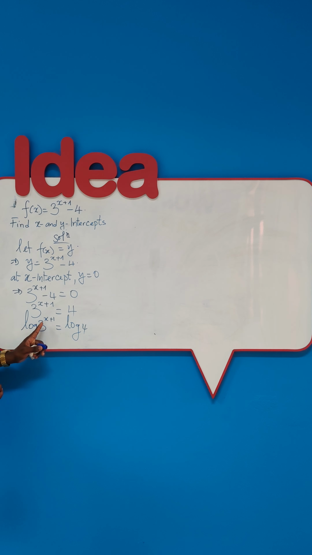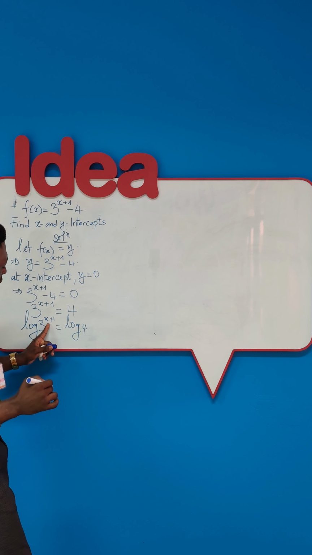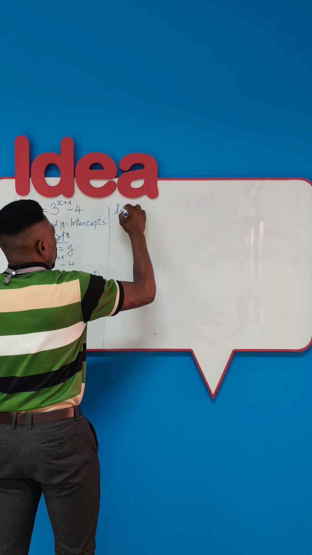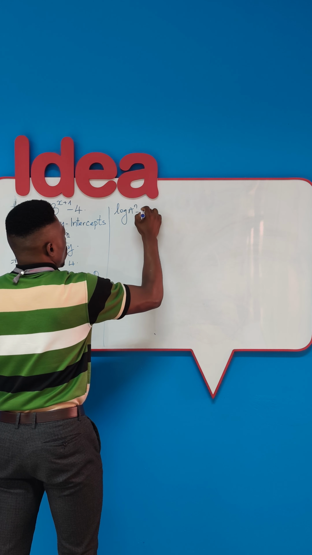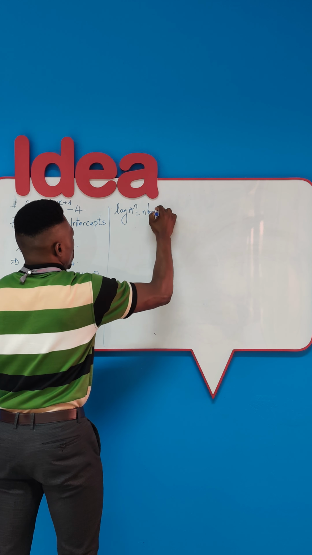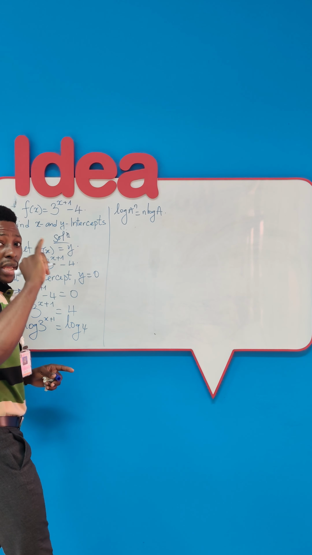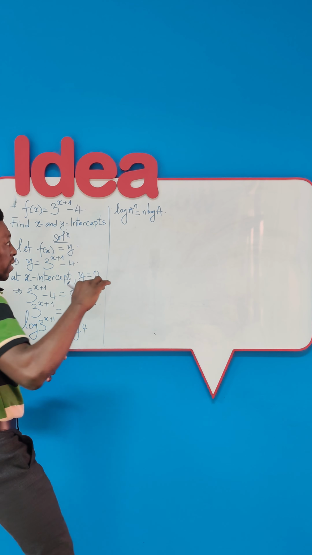So here I'm going to take the natural log of both sides. Log of 3 to the power x plus 1 is equal to log of 4. At this point, I'm going to apply an important property of log, which says that log of a to the n is equal to n log of a, all right? That's why in exponential equations, the secret is to have your indices and logarithmic properties offhand.